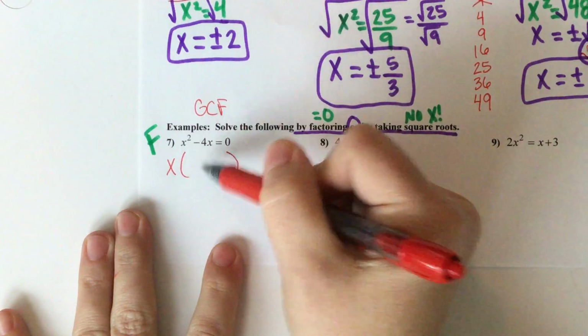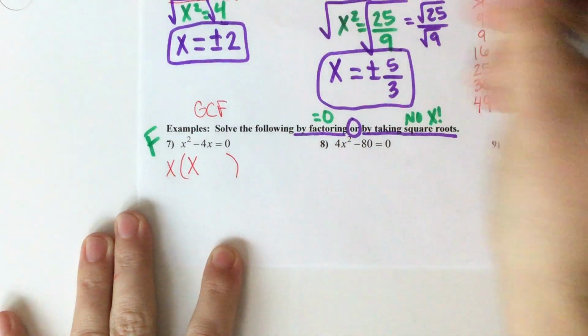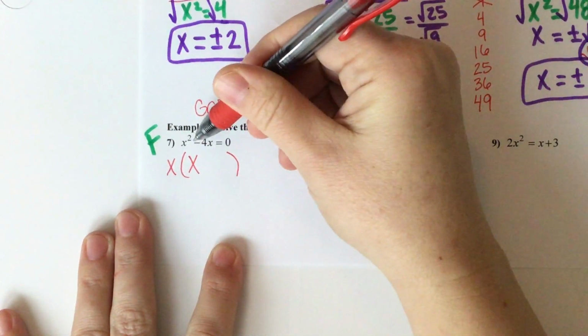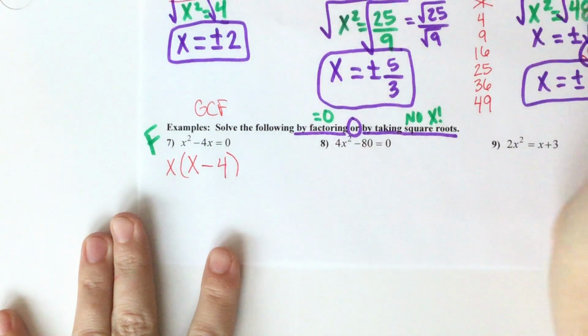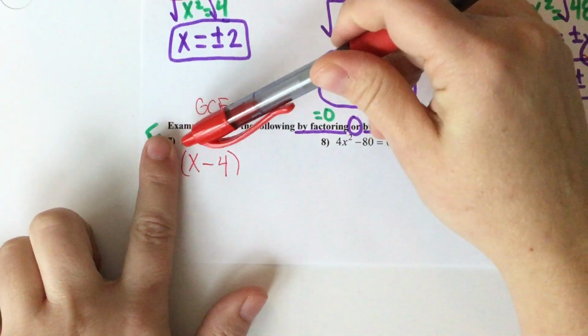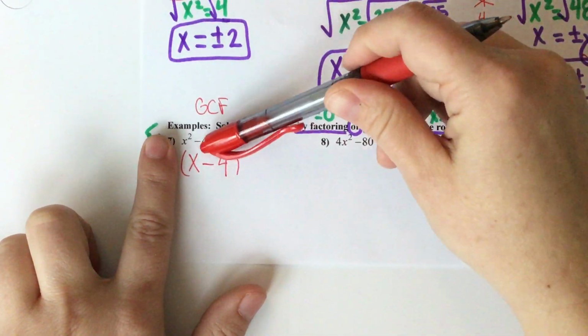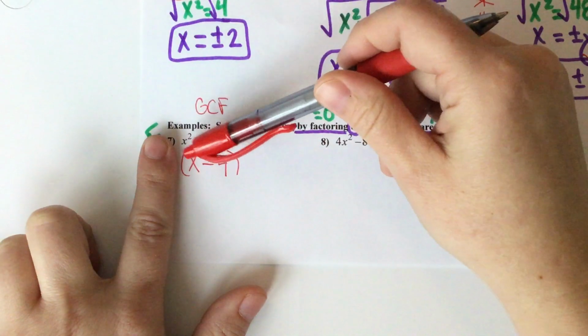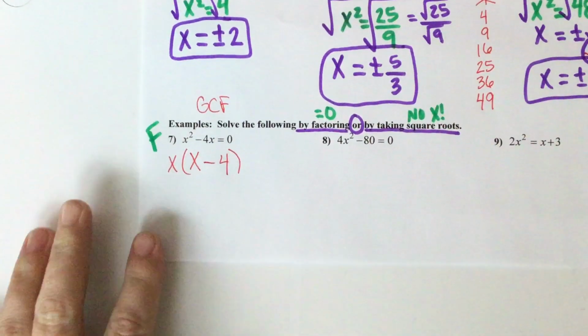So x times what is x squared? X times x. X times what is negative 4x? A negative 4. Now I'm going to cover my GCF up and see if I can factor this. It's got 2 terms, but it's not a difference of squares because x is not a perfect square unless it has an even exponent. Okay, so I'm done with the factoring.